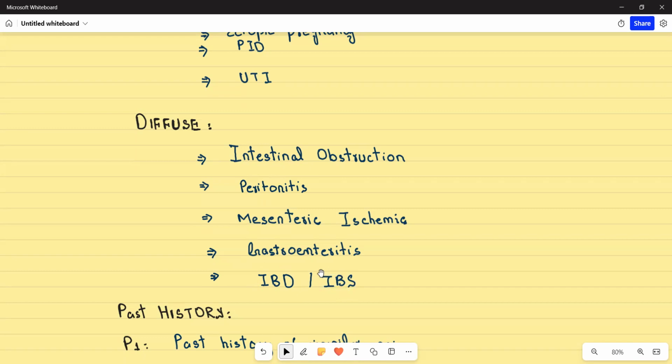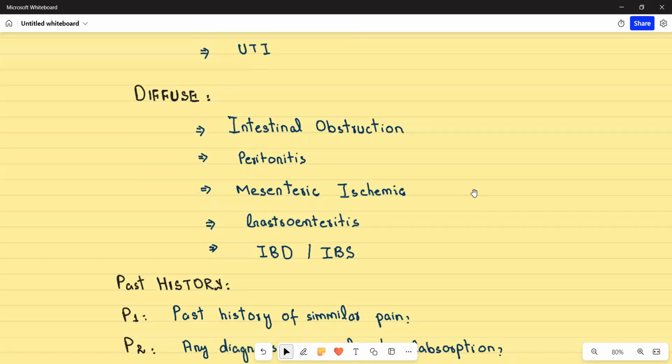Okay. So these conditions are going to give you more diffuse symptoms, which are intestinal obstruction, peritonitis, mesenteric ischemia, gastroenteritis, IBS, and IBD. So this was about the differentials of abdominal pain. Now we are going to discuss past history.